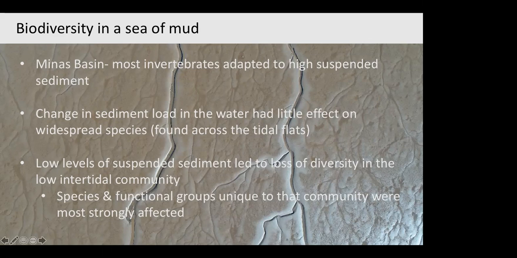Surprisingly, most invertebrates that we found out there were adapted to a high suspended sediment load. We didn't look at the delicate sponges and bryozoans, although they would be easily choked out by the sediment, but that would be an interesting thing to follow up on.